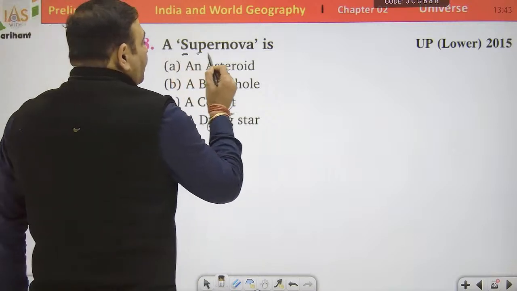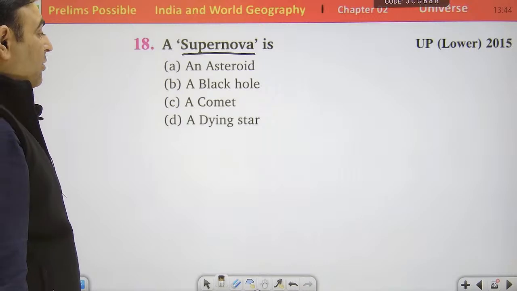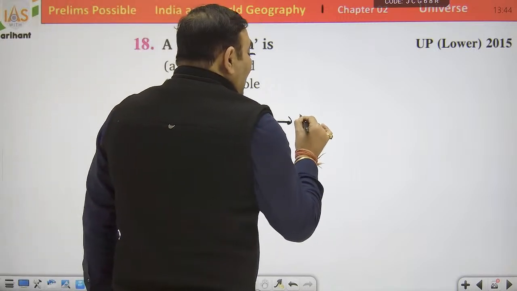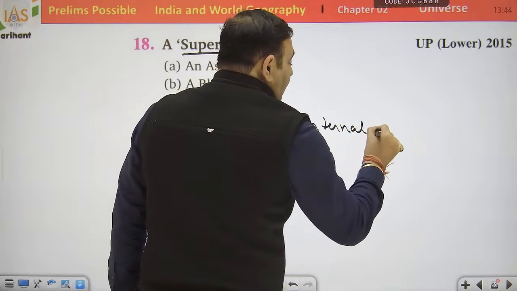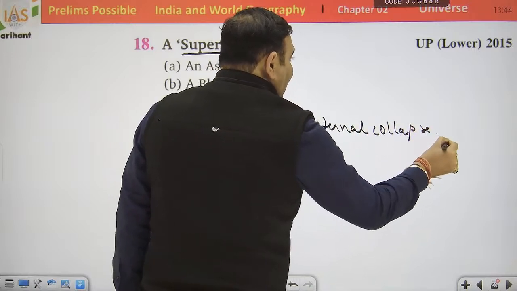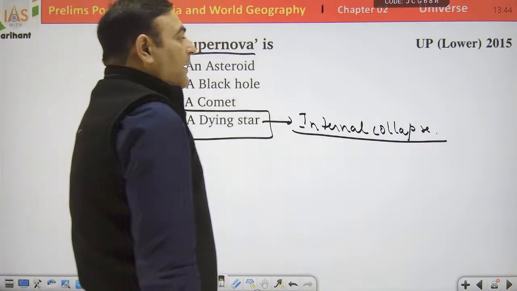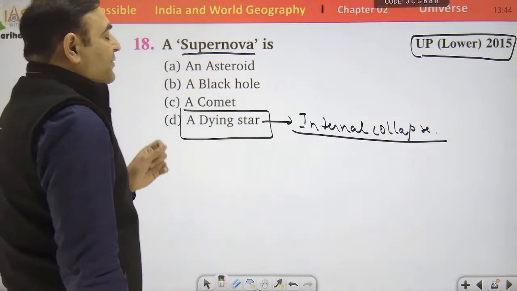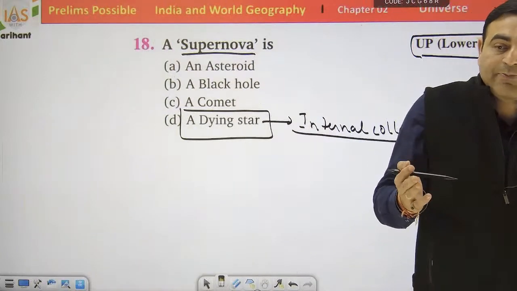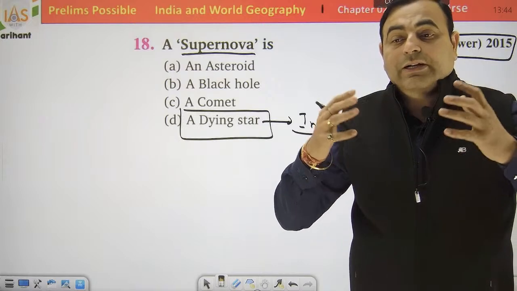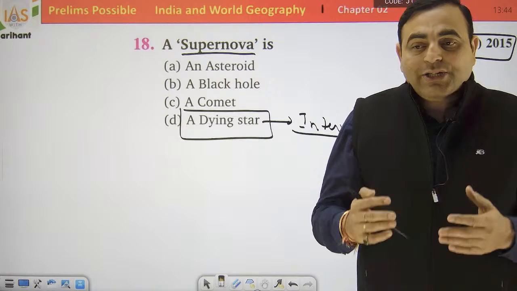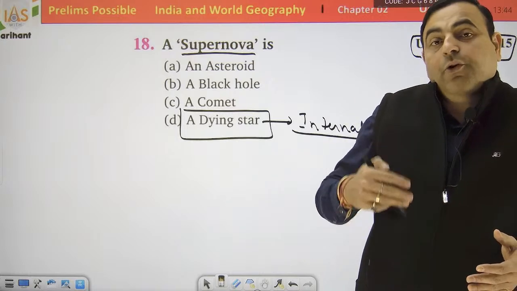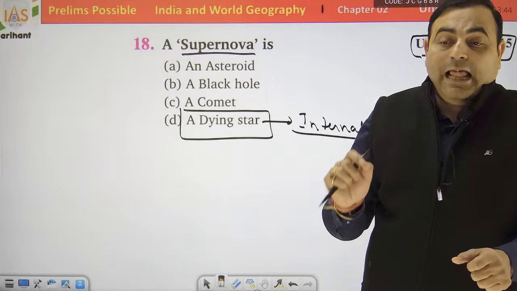What is a supernova? An asteroid, a black hole, a comet, or a dying star. Supernova is a dying star. It is an internal collapse, asked in UPPCS Lower 2015. The supernova is an internal collapse in which the mass is so dense that a condition occurs in which the process of singularity and the process of horizon occur at the same time to form a black hole.